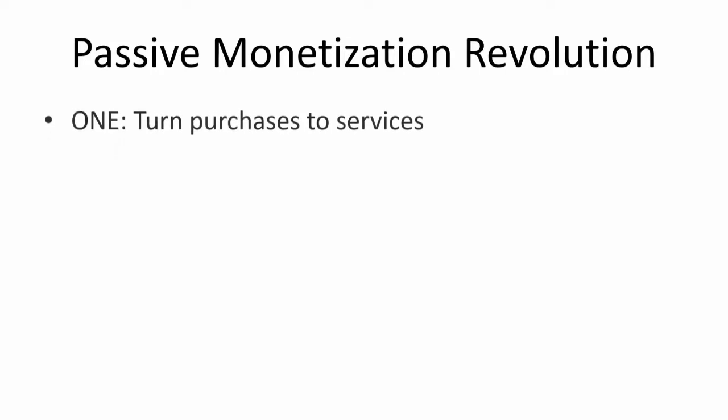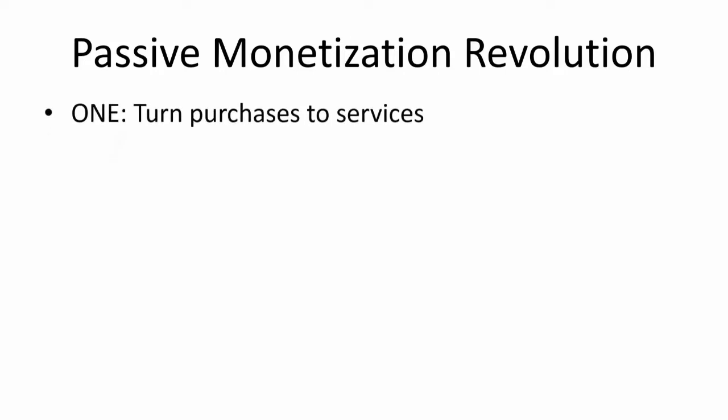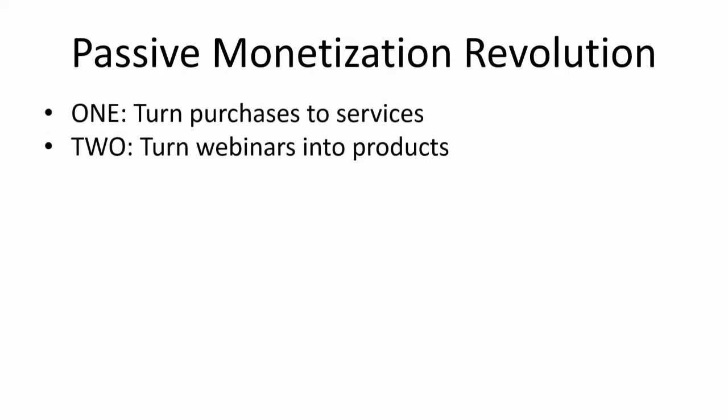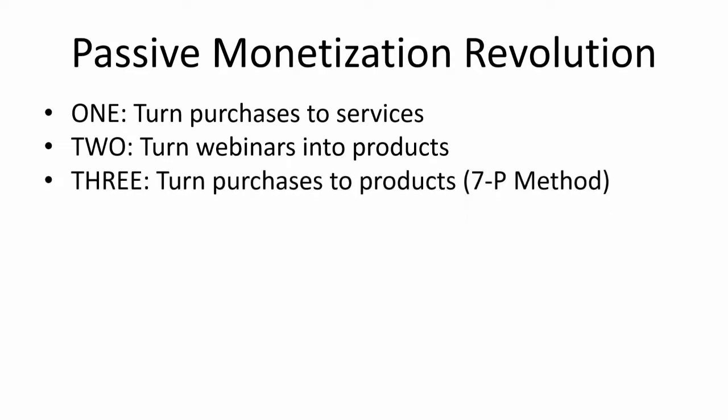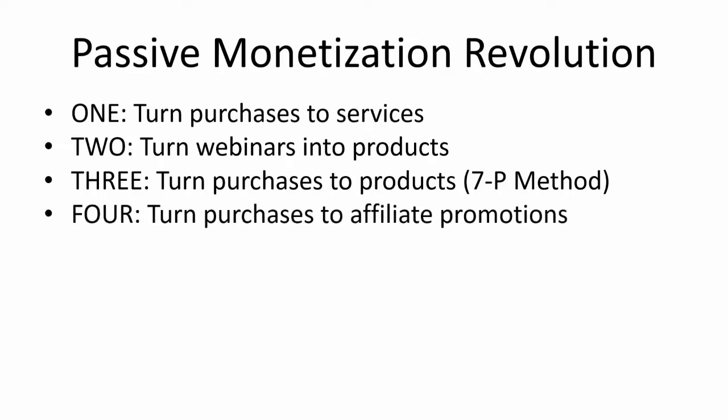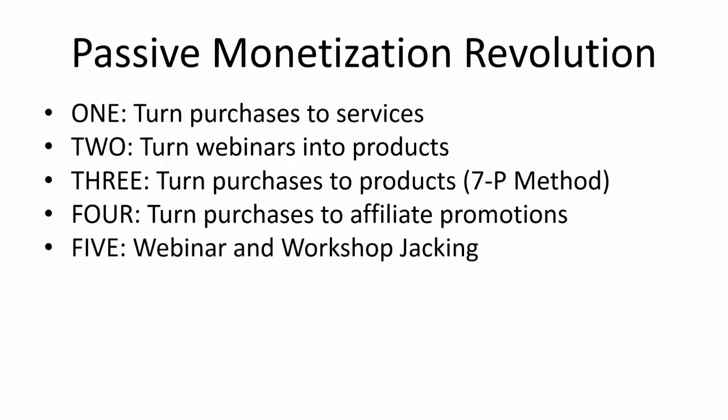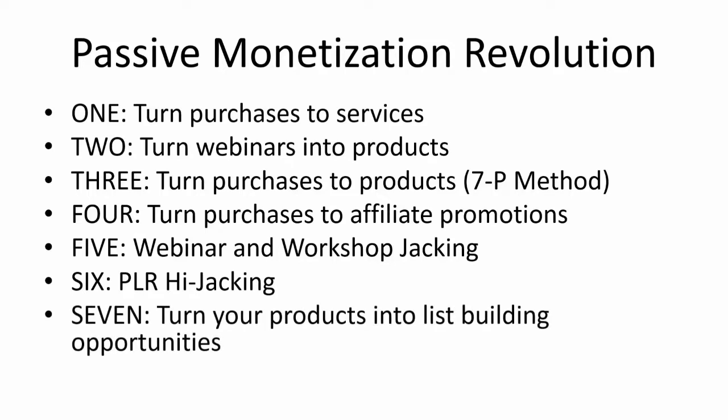And we talked about turning your purchases into services. We talked about turning webinars into products. We talked about turning your purchases into products themselves using the 7P method. We talked about turning your purchases into affiliate promotions. We talked about webinar and workshop jacking. We talked about PLR hijacking, in other words, using it so that we can have various ways of drawing people into our marketing funnel. And then we talked about turning our products into list building opportunities.